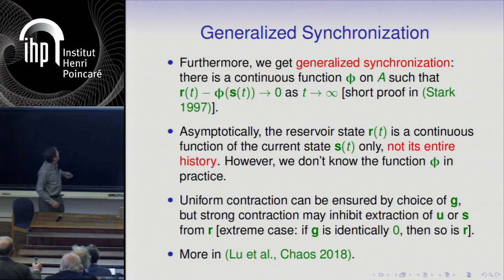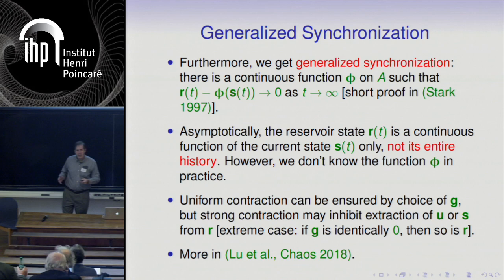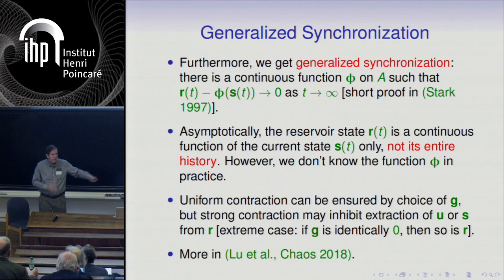That is, given the hypotheses on the previous slide, asymptotically, the reservoir state is a function of the state of the system that's generating the signal u of t. And even though we compute this reservoir state as a function not just of the current u of t, but the past history of the u of t, what we're getting is actually a function of the current underlying state s of t. And so there's at least some hope that we can then recover s of t, or u of t, which depends on s of t, from r of t.